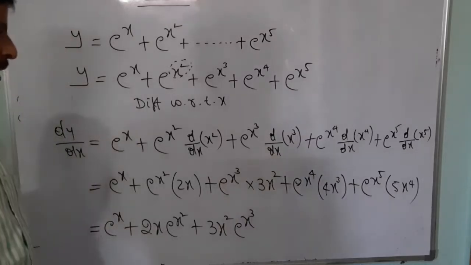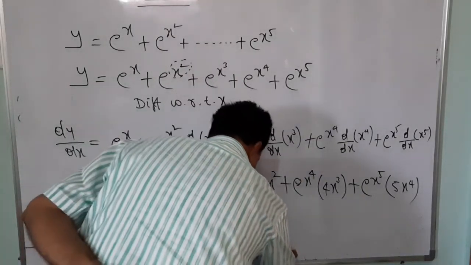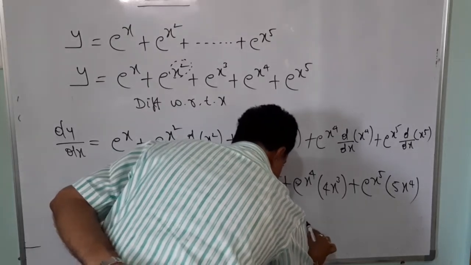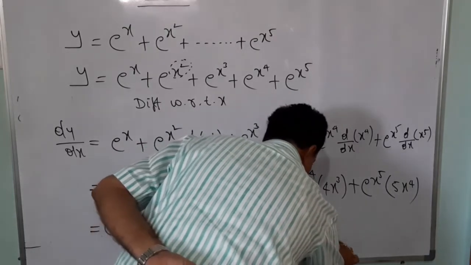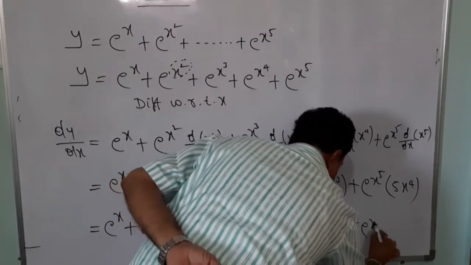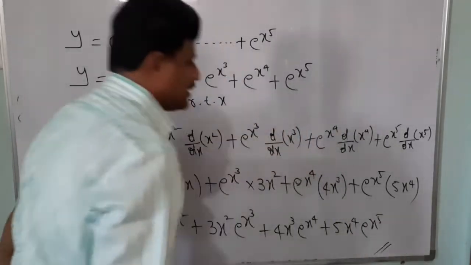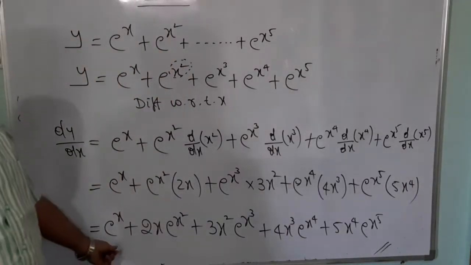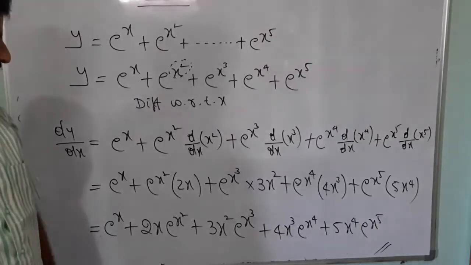Plus 4x cube e to the power of x to the power of 4 plus 5x to the power of 4 e to the power of x to the power of 5. This is the result. If you want, you can take e to the power of x as common here, but that is not a necessity.